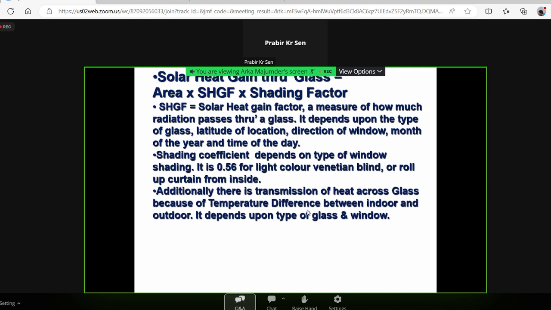Additionally, there is transmission. I said, so far, the solar heat gain through glass is area into solar heat gain factor into shading factor. This is the direct solar radiation which is coming inside. Additionally, like other building material, walls and roofs, the glass window will also become hot and heat will come inside because of that. So that also has to be added. So how is that? Let us see. Next.